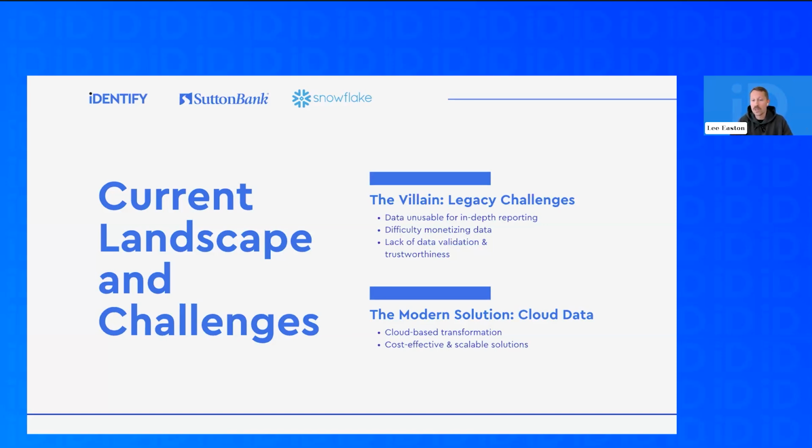So our solution is the modern cloud solution. We leverage tools and technology in the cloud to help banks ultimately scale and grow and meet those demanding needs.